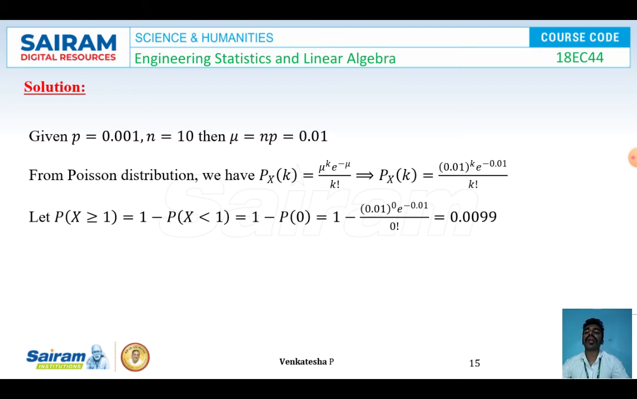Since we have to find at least one error, this will be equal to what? P of X greater than or equal to 1. That is 1 minus P of X strictly less than 1. So P of X strictly less than 1 in the sense it is 1 minus P of 0. So I got the expression 1 minus 0.01 whole power 0 e power minus 0.01 by 0 factorial. The answer is 0.0099.